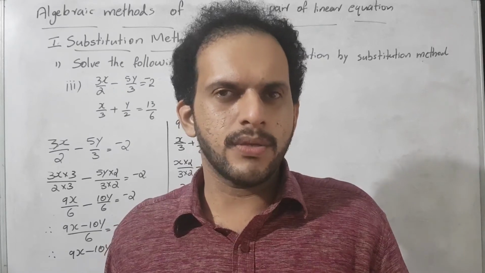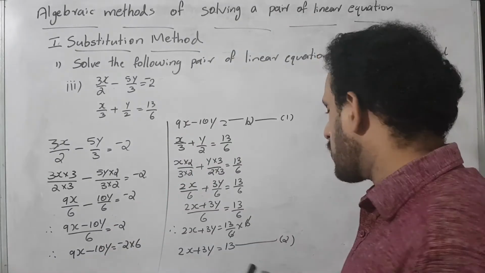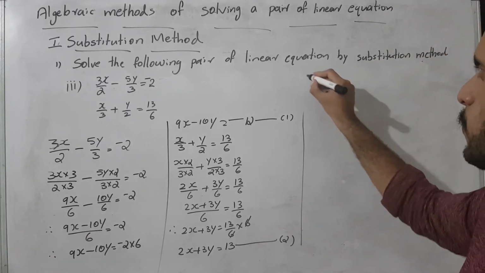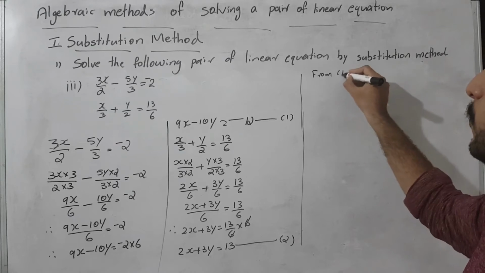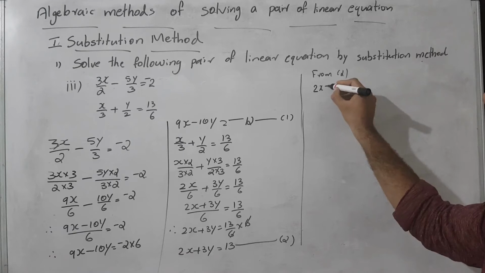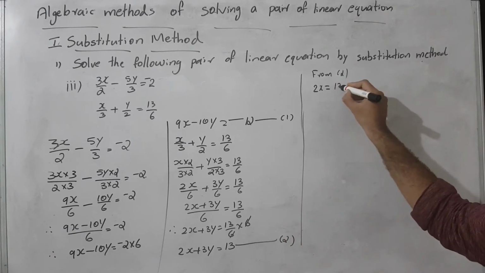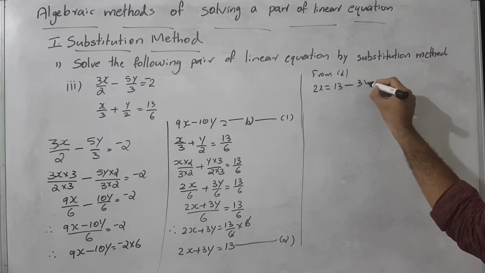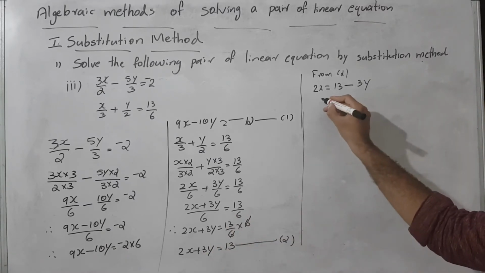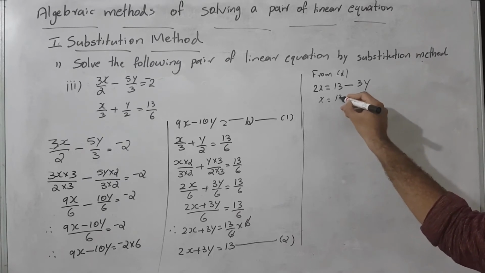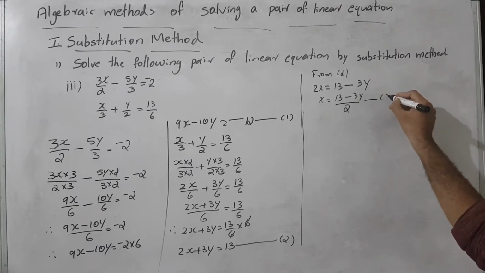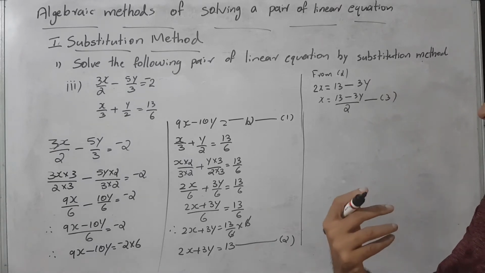x is equal to form or y is equal to form. Correct? Here I am choosing the equation 2. Okay? Then from equation 2, what is next? 2x is equal to 13 minus 3y. Therefore, x is equal to 13 minus 3y by 2. That is equation 3. Then what is next?